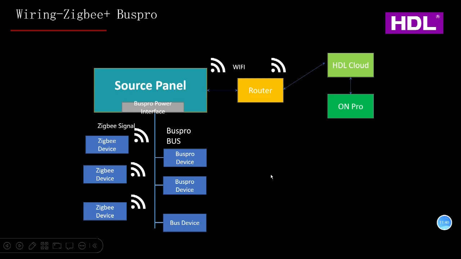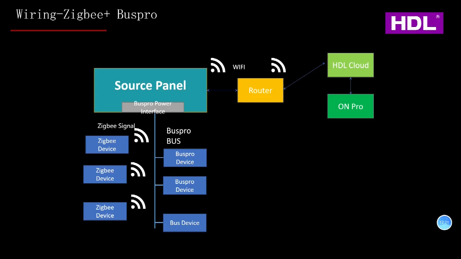And if I want to use it as a Zigbee and Bus Pro system, I can buy a source panel and buy a Bus Pro power interface, because the panel itself is a Zigbee gateway. So I can match the Zigbee device through Zigbee signal, because Zigbee is wireless, and then connect the Bus Pro device hand in hand, and also connect to the router. And then the system can work with Zigbee device and Bus Pro device.